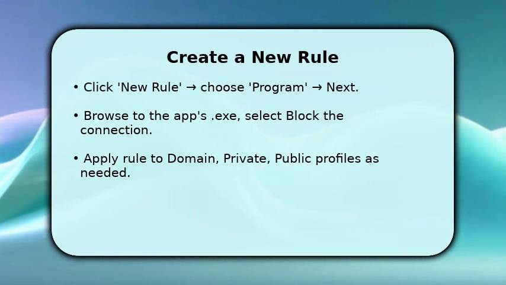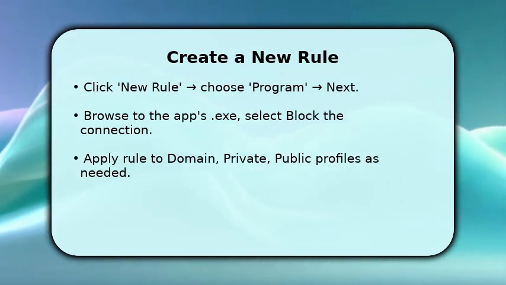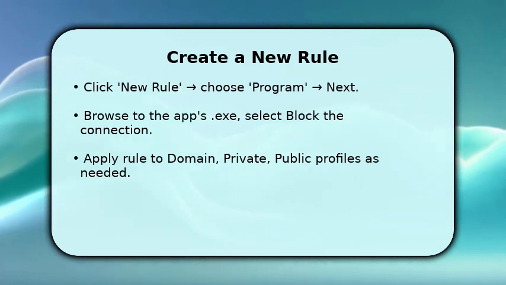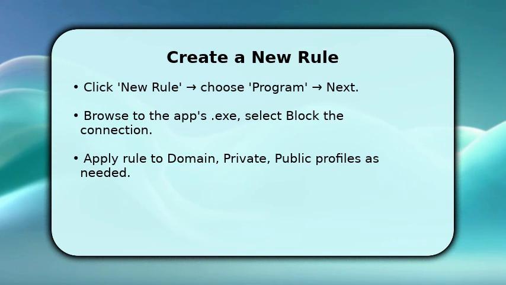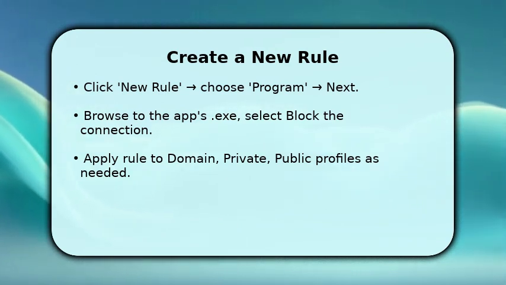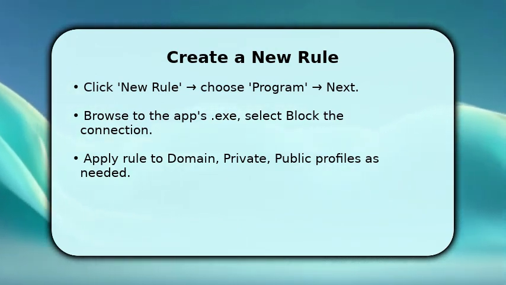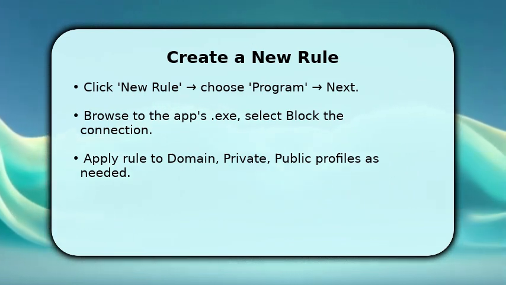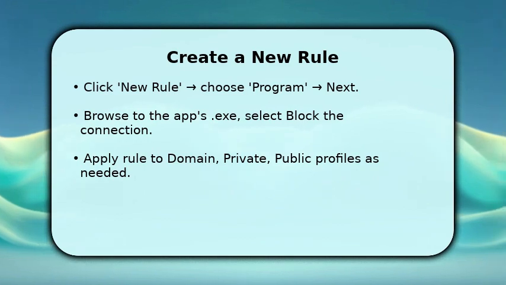Now create the rule itself. Choose New Rule and Pick Program because you're targeting a specific executable, then browse to and select the app's EXE. Once selected, choose Block the connection to stop traffic rather than allow it, and then click Next. You'll be prompted to apply the rule to domain, private, and public profiles. Pick the profiles that matter for your environment. Finish the wizard and name the rule. This enforces the block immediately for the chosen contexts.